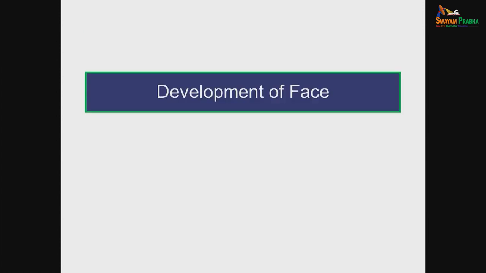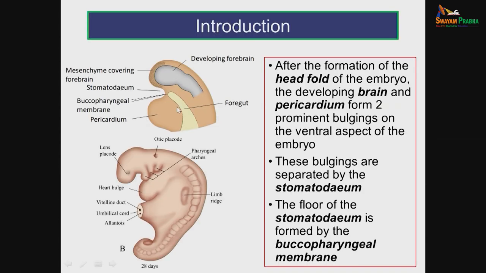First, we look at the development of face. In this picture, you can see that the ventral aspect of the embryo has got two bulgings. One is the bulging brain and another one is a bulging pericardium separated by the stomatodium, which is the future mouth. The neck is formed between the stomatodium and the pericardium by the development of mesodermal bars, which are called pharyngeal arches, in the lateral and ventral walls of the foregut. This is quite relevant to the development of the face.